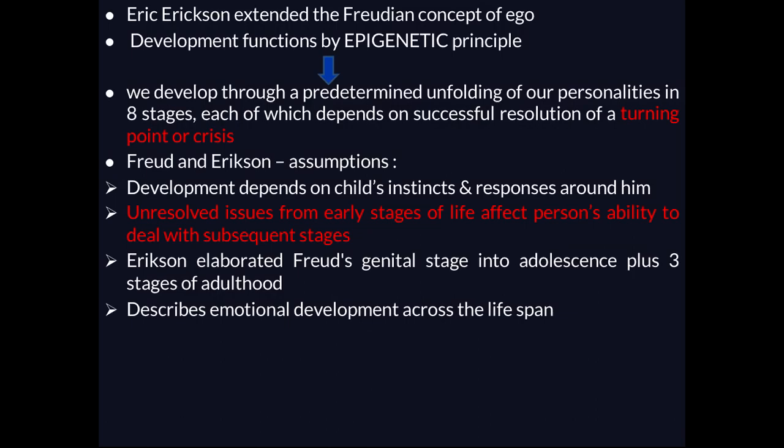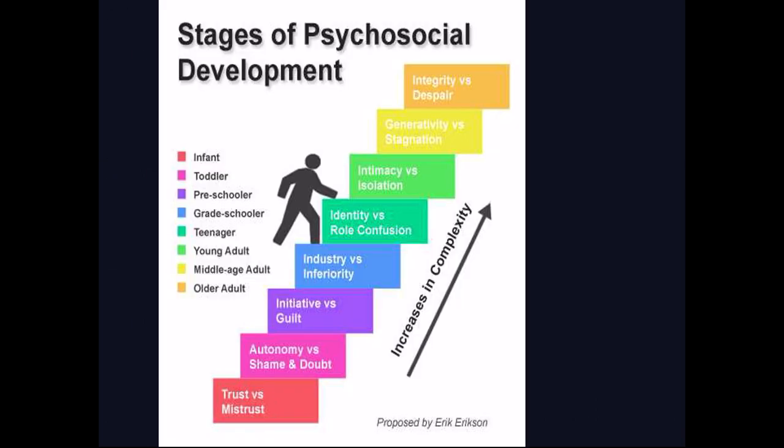So Freud and Erikson both assume that development depends on the child's instincts and responses around him. Unresolved issues from early stages of life affect a person's ability to deal with subsequent stages. So according to Erikson, a person has to go through 8 stages throughout his life, which decides what kind of a person he emerges to be.